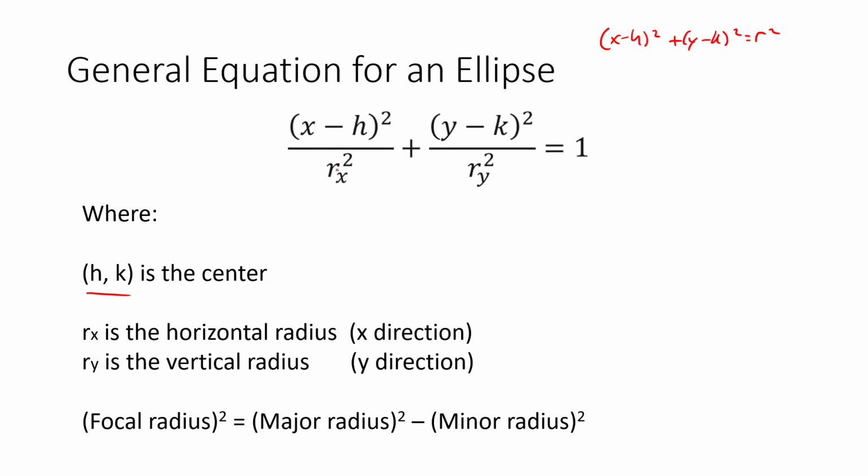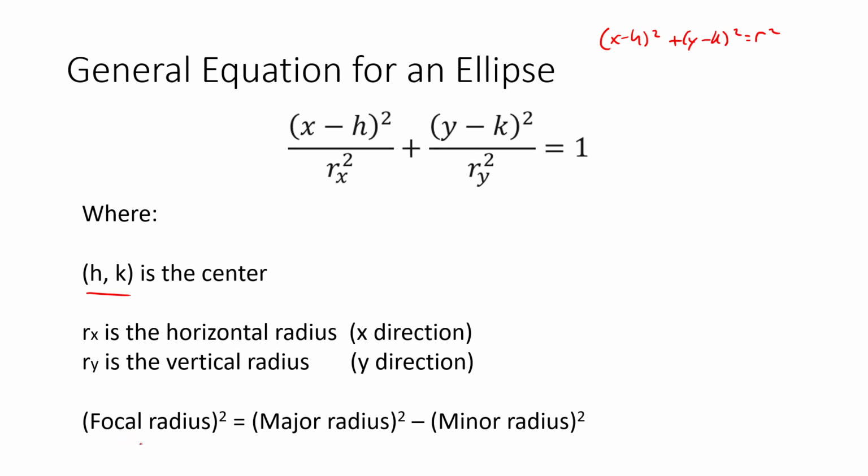Okay, now we have a new part though. We're dividing by r sub x squared, which is going to be the radius in the horizontal direction. And it will be easier to just show you this with a picture in a moment. r sub y squared is going to be the radius in the y direction. And then it's always just going to be equal to 1, the way that we're setting these up in general form. And later on, we'll talk about finding the focal radius.